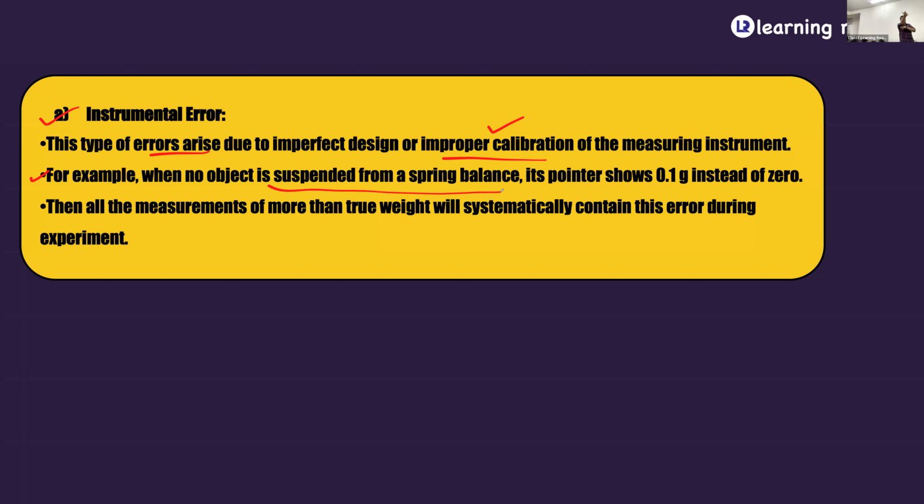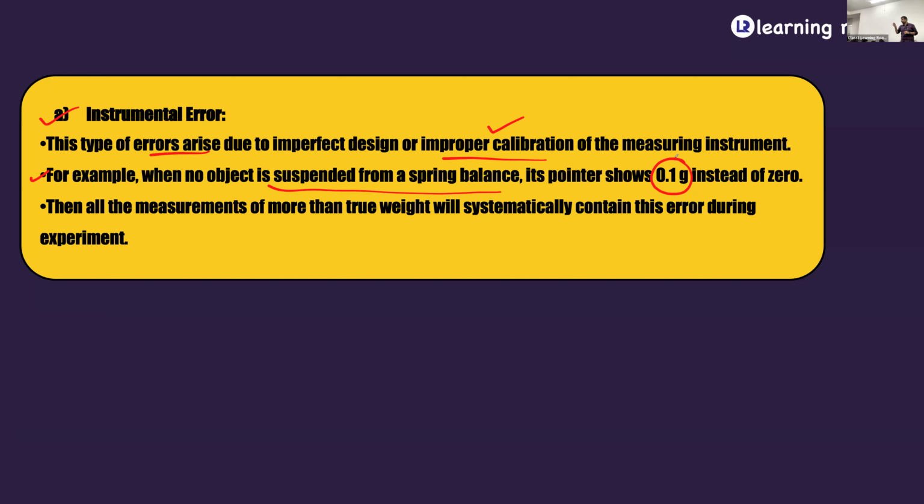So when no mass is suspended, if suppose the pointer shows 0.1 gram instead of 0, then what is the meaning? Is there an error or not? Yes. So your 0 starts at the top, but instead of 0, it is showing somewhere over here. What do you think would be the reason for that error occurring? If you see it initially while buying itself, that is a calibration problem. But after multiple uses, the spring would have lost its elasticity.